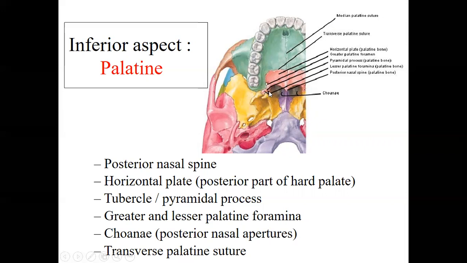If you see here, this one is a lesser palatine foramina. And then we also have the greater palatine foramina in the front here. Lesser palatine foramina, there are two of them. Greater palatine foramina, only one. And choana is the posterior nasal aperture. You can see the opening here in the choana. And then we have the transverse palatine suture. These are important landmarks you need to see on the inferior aspect.